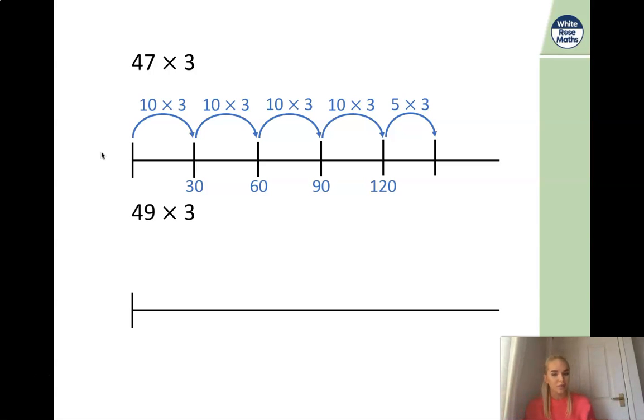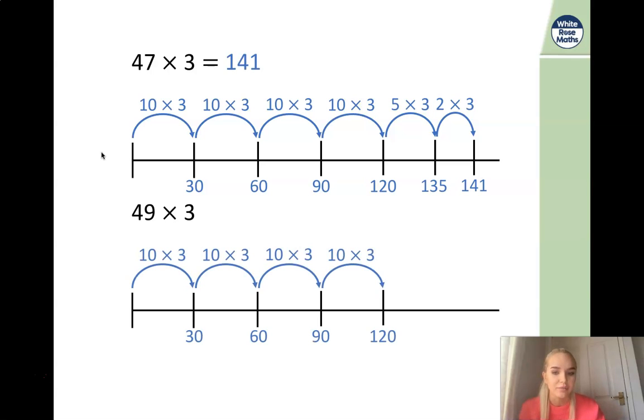What is 5 multiplied by 3? 15. Now we need to add that onto our 120. What is 120 add 15? 135. But how many more lots of 3 do we need to add on still? 2. Well done. Now 2 multiplied by 3 is, we know, 6, and our answer is 141.